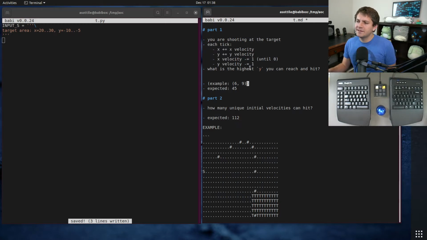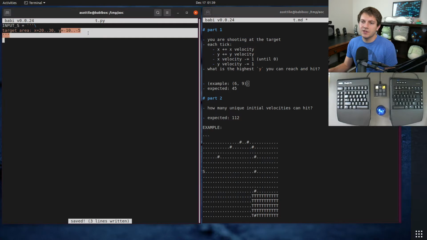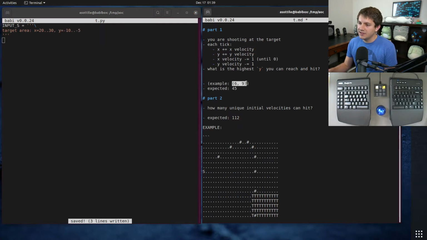So part 1 asks, what is the highest y you can reach? And they give you an example for the input problem, which is this one here. This is the highest it can go, and the initial velocity is 6 and 9. And so when brute forcing this, the thing you want to ask yourself is what the bounds will be.